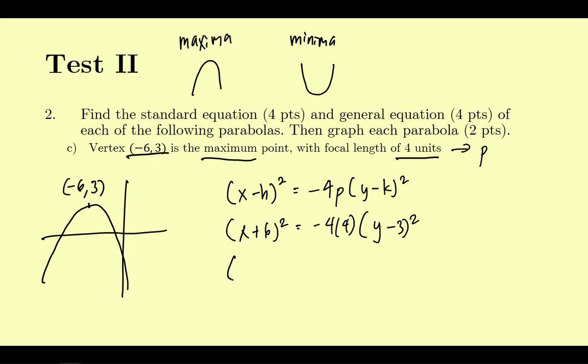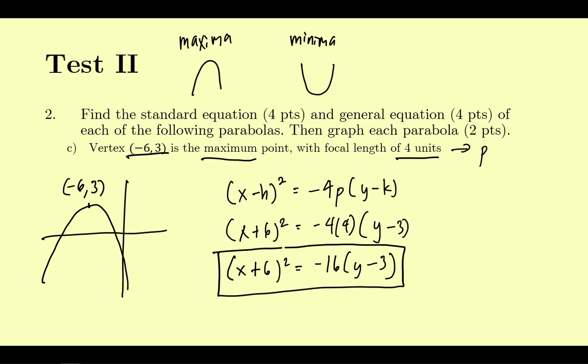So that means you will end up with x plus 6 squared is equal to negative 16 y minus 3. Oh, I forgot the square here. Ang naka-square yung x kasi it opens downward. So that's the standard form of your equation.